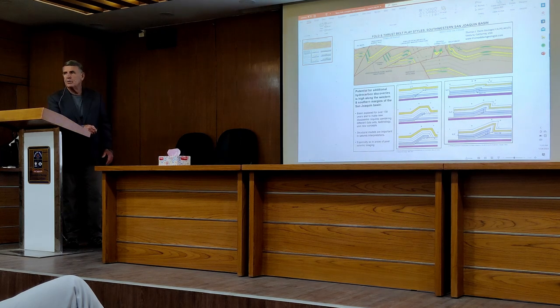So they're quite complex, these belts, and you try to use all the data that you can get. It can be surface geology, it can be well data, previous wells that have been drilled in there, and I don't know what happened there. Did I do something?